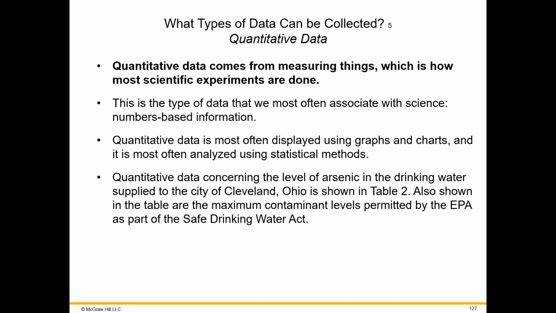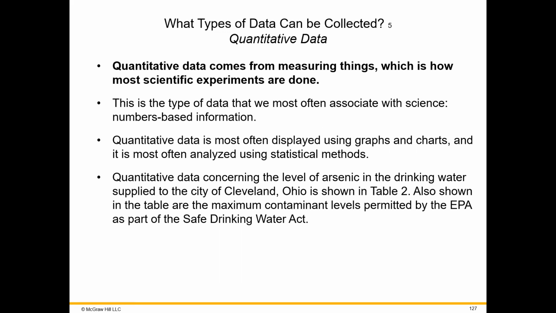And there are also the types of data that can be collected in terms of quantitative or qualitative. So quantitative data comes from measuring things. And this is how most natural scientists, physicists, chemists, biologists, ecologists, atmospheric scientists, et cetera, collect their numbers. It's basically number-based information. You use graphs and charts, and then statistical methods to analyze data.